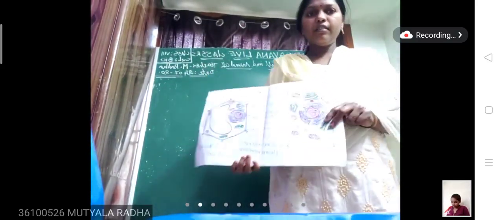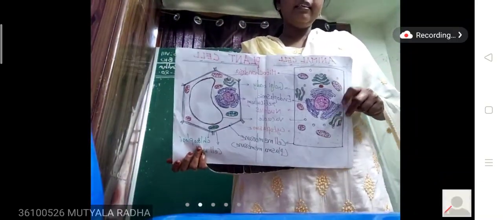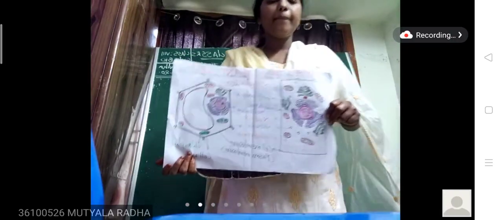Plant cell and animal cell differences, ma. Yes, plant cell and animal cell differences. I'll show the pictures. One second. See, Nana, plant cell and animal cell. Are you clear, Nana? It's clear?